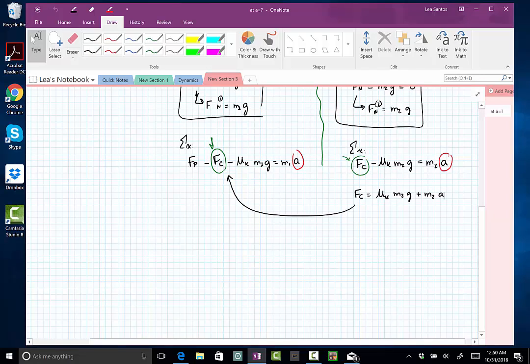Now everything is known in this problem. We can find a. Once we have a, we can go to the second question of this problem, which is, what is this contact force? What is the force that one box exerts on the other? We can use, for example, this equation here, since we will have found a already. Use this equation to find the contact force.